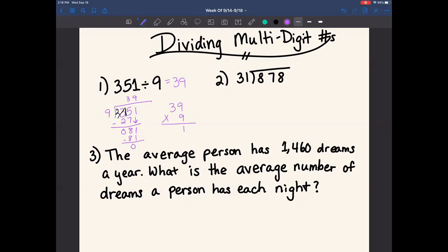9 times 9 is 81. So I put my 1 down there. I carry my 8. And then 9 times 3 is 27, plus 1 is 28, plus that 8 is going to give me 35.